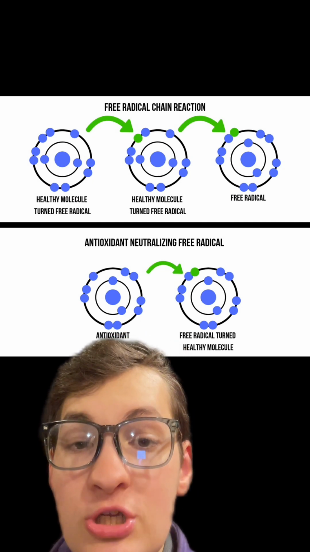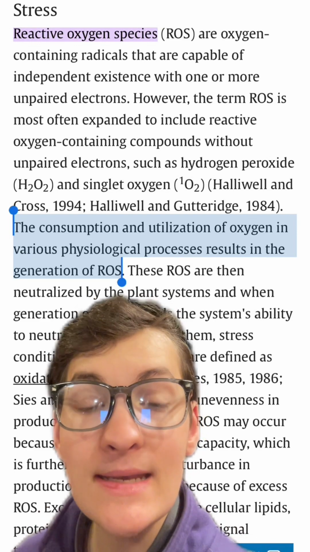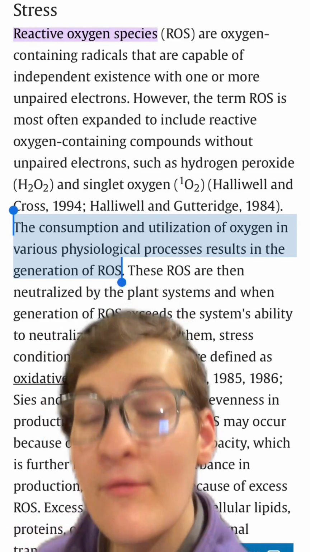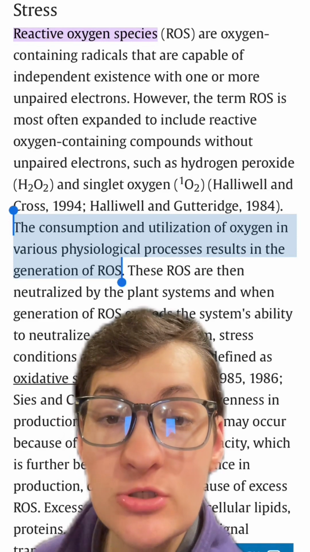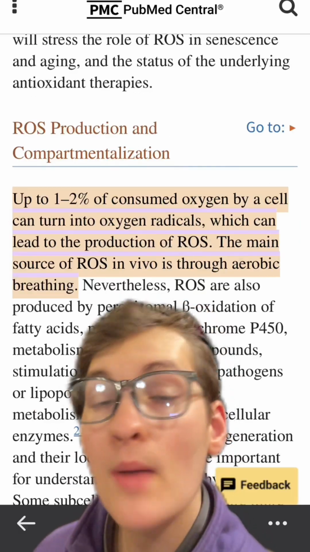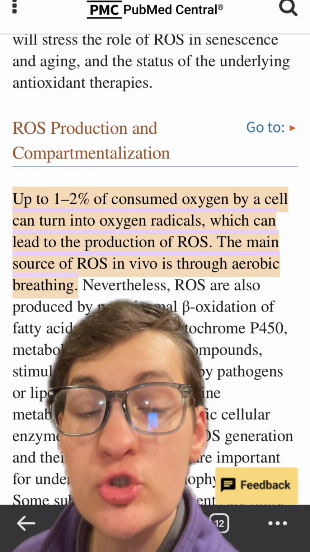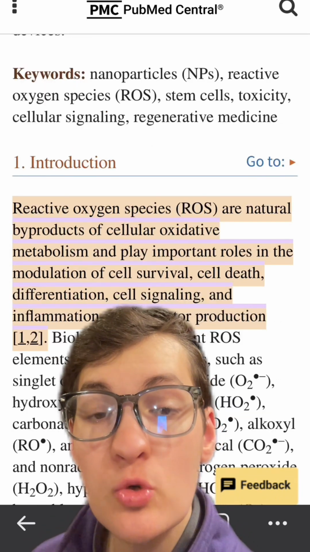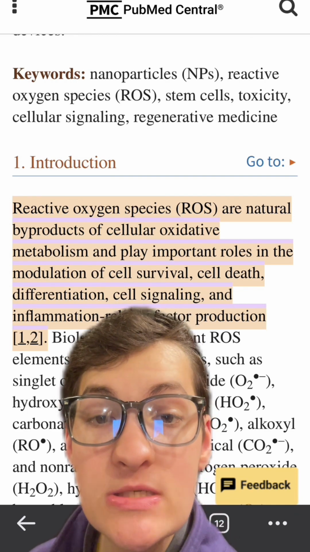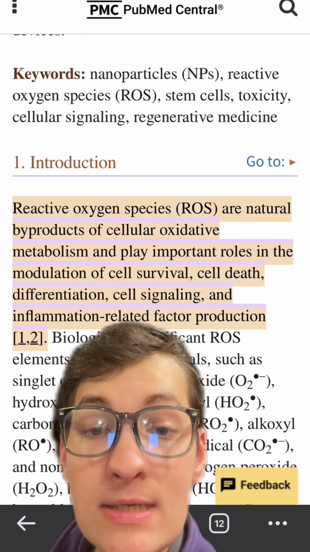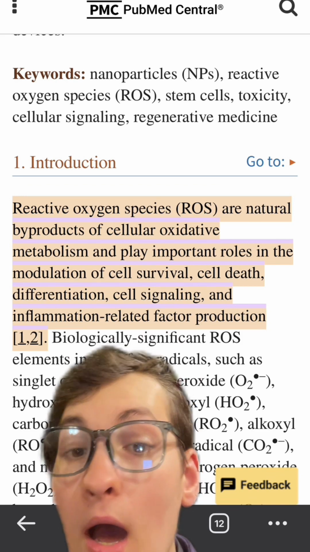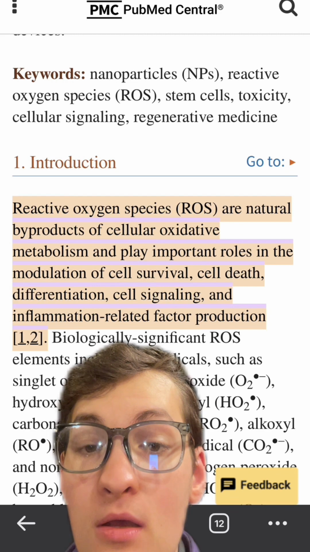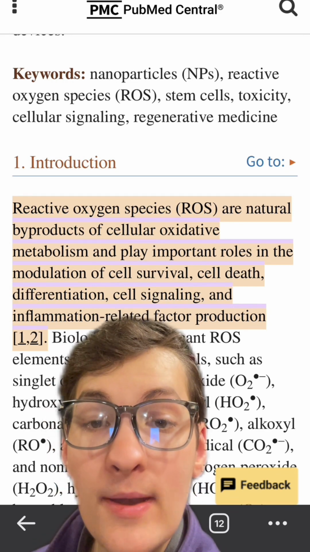to our cellular machinery. And now there are many things that can increase our body's natural production of these oxidative molecules. Every single time you breathe, these reactive oxygen species are produced. Up to 1 to 2% of the oxygen that you consume is converted into a free radical. With that being said, there are physiological roles for these reactive oxygen species, including cell signaling, cell survival, initiating cell death, and initiating an inflammation cascade that can aid in cellular repair.